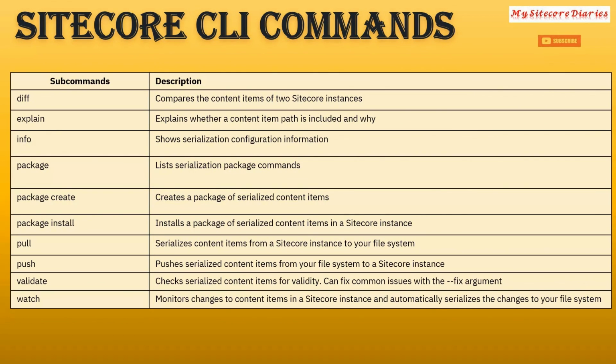If you want to pull the item, pull and push, again this is similar terminology to what you use in TDS. So pull and push, you use the same thing in TFS also, and Git also. So same kind of thing here. Serialize content items from Sitecore: if you want to pull the item from the Sitecore instance to your file system, then pull it. If you want to push the item from your file system to the content, then you have to push it. If any validation is required, validate. Watch, monitor the changes. So remember all these CLI commands.